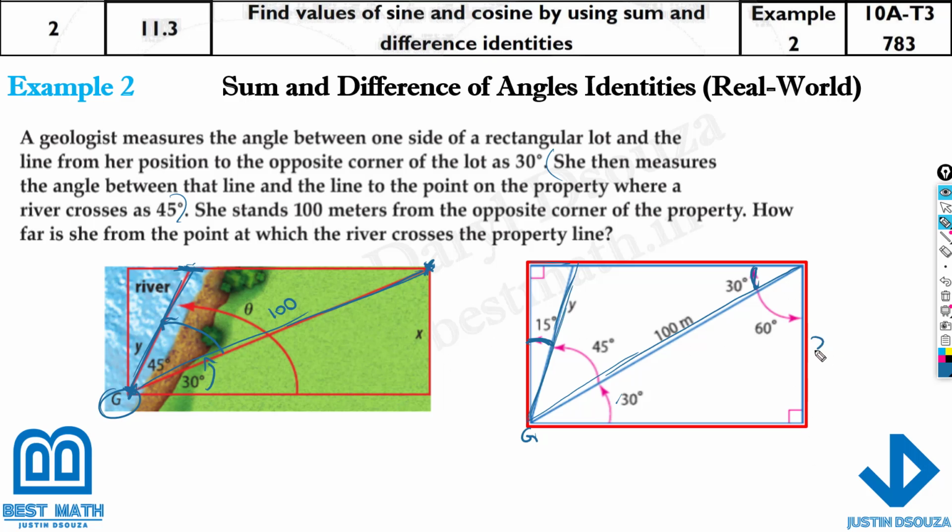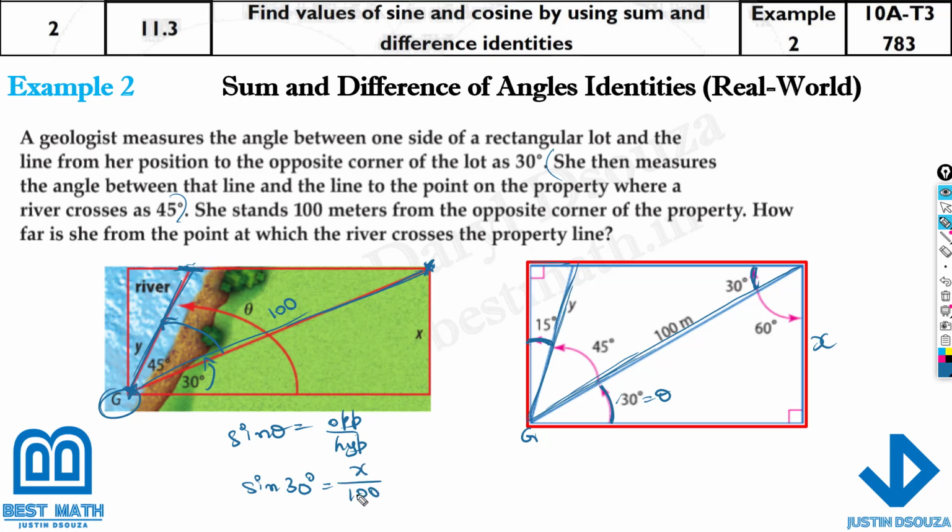So let me consider it to be x. I can find x first. Which trig identity gives me that? This is theta, and theta is 30 degrees. Sine is opposite by hypotenuse, right? I don't need the adjacent side, so I'll use the sine theta formula. Sine theta is equal to opposite by hypotenuse. So sine 30 degrees is equal to opposite, x, by hypotenuse, 100.